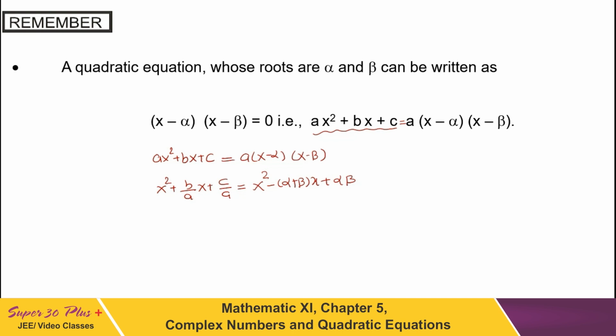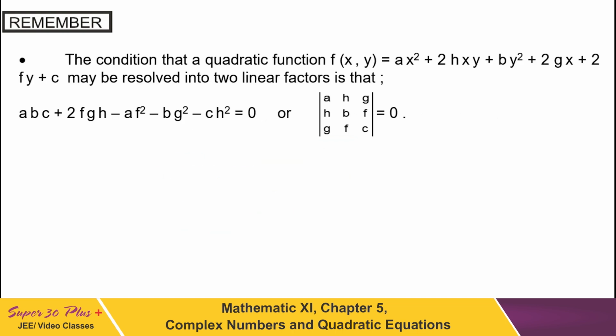Now comparing these two sides, we can find that alpha plus beta is equal to minus b upon a, and alpha into beta is equal to c upon a. Students, one important thing is here, the condition that a quadratic function, what is the quadratic function? Expression which has the degree 2, and the general quadratic expression is ax square plus 2hxy plus by square plus 2gx plus 2fy plus c, may be resolved into two linear factors if delta is equal to 0.